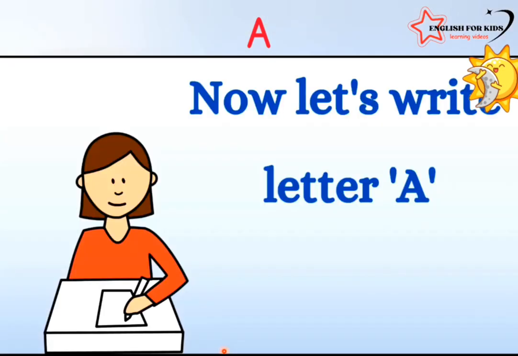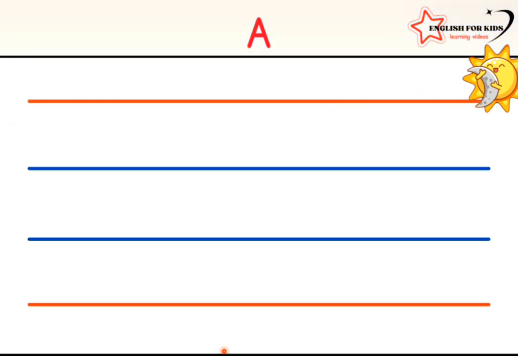Now, we are going to learn how to write letter A. Are you ready? Great. So here we have 4 lines, 2 red lines and 2 blue lines. We are going to write letter A on these lines. First, I will show you how to write it.